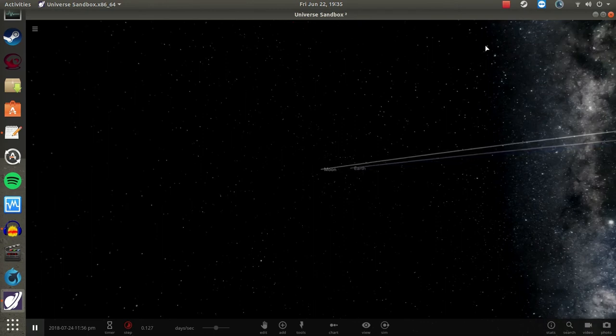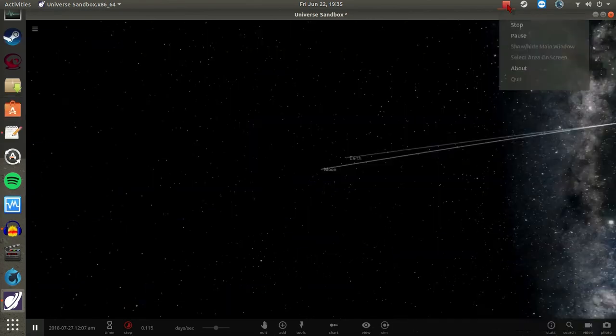Universe Sandbox 2, what a tool, what a tool. This is just amazing. The things you can learn from it. I think I've seen videos all over the internet which predicted that this would look like a helix. It looks like no such thing. You can't even tell, looking at the path here, that one is orbiting the other.